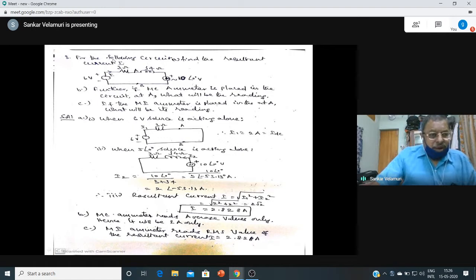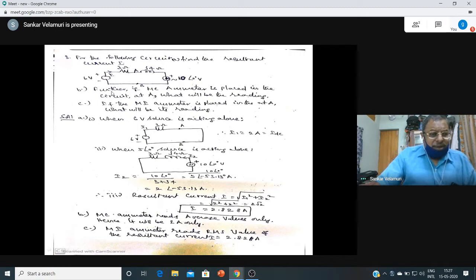Such questions are critical. For the following circuit, find the resultant current I. There is a 6-volt source, given 3 ohms, 4 ohms inductive reactance, and there is a 10-volt source with polarity, the higher potential at this point, and 10 at an angle 0. It is an AC voltage. It's the 0 reference phasor. Now the first part is to find the resultant current I.